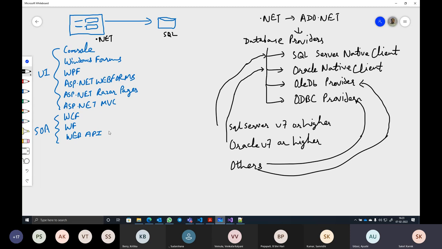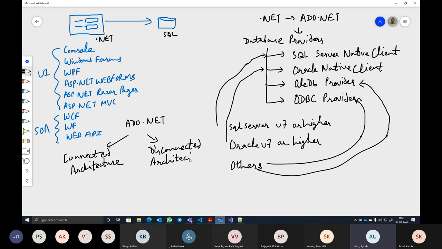Now, besides this, ADO.NET actually provided us two different models to work with the data in the database. One was connected architecture. And the other one was disconnected architecture. What is connected architecture? Connected architecture where the connection remains open once it is opened, until and unless complete session is over. Means once I log in, I remain connected, until and unless I don't log out.